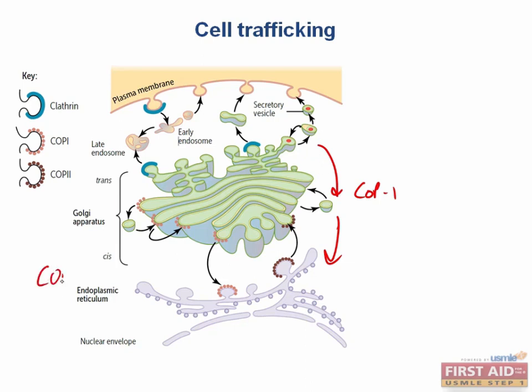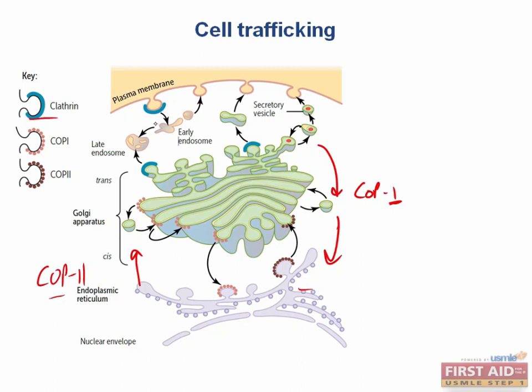Now COP2, or coat protein 2, does just the opposite. This causes anterograde transport from the rough ER towards the Golgi, although this one does not have a role in transport from one part of the Golgi to the other, like COP1 did. Now you might have your own way of remembering these, but I like to think of it as 1 being symbolic of the beginning, like the starting point, so COP1 goes towards the beginning, which in this case is the rough ER, and COP2 goes the other way.